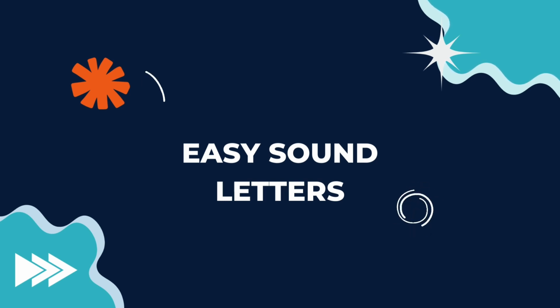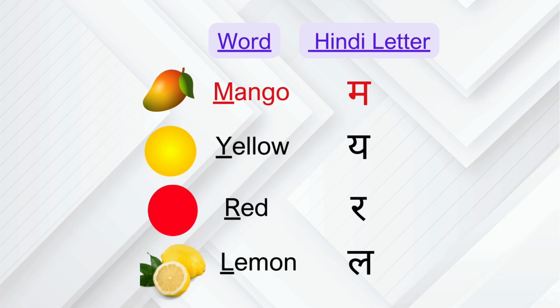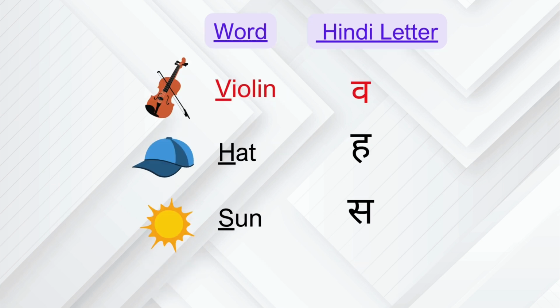Easy sound letters. M, mango, M. Y, yellow, Y. R, red, R. L, lemon, L. W, violin, W. H, hat, H. S, sun, S.